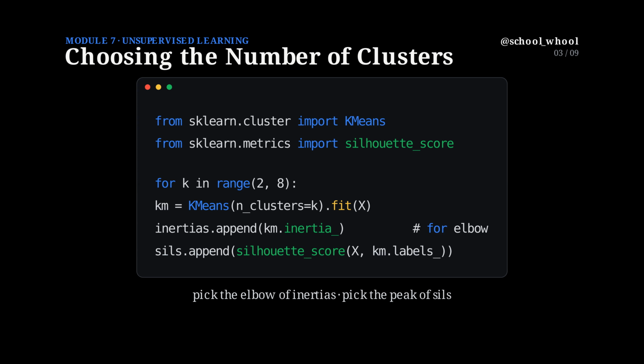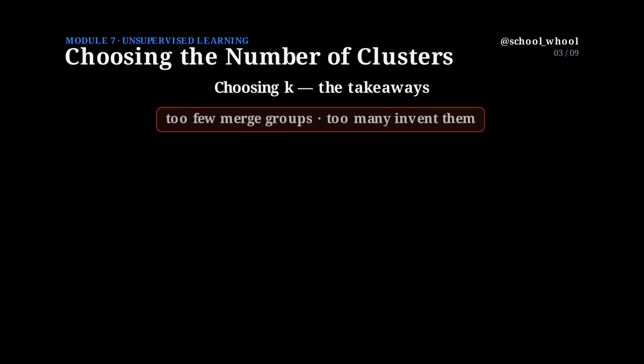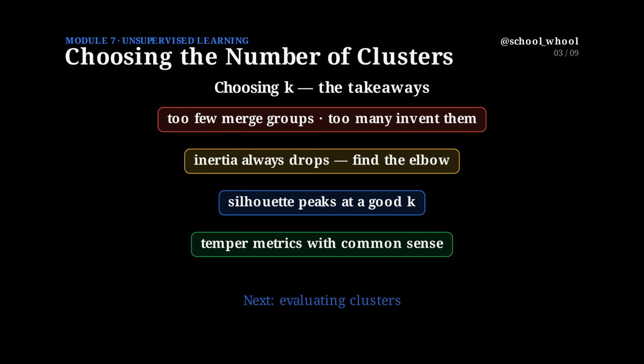To recap, too few clusters merge real groups, too many invent fake ones. Inertia always drops, so look for the elbow where it flattens, and back it up with the silhouette score, which peaks at a good K. Then temper both with common sense. Next, we'll dig deeper into judging how good a clustering really is.